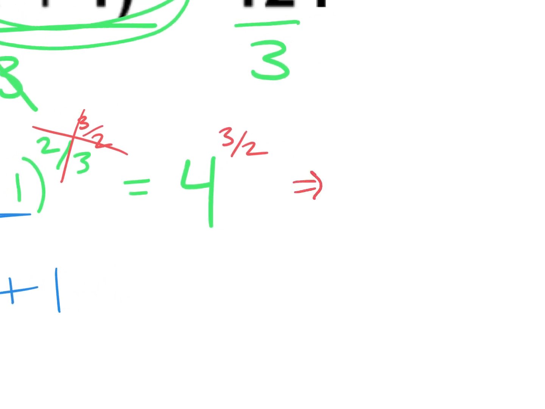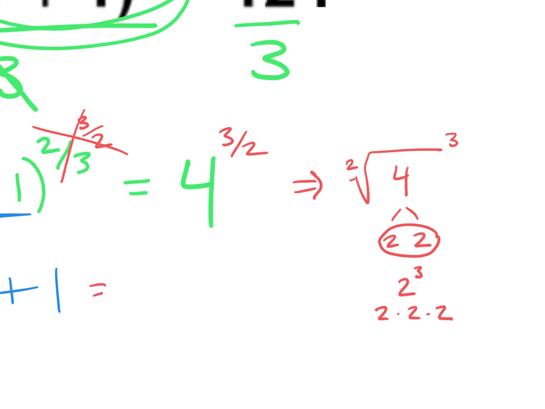So what is our index here? If we put this into a radical, what number would go out front? 2. Whatever's on the bottom is our index. 4 stays on the inside, 3 stays up top. What are 2 factors of 4? 2 and 2. We're circling groups of what here? Groups of 2. So a 2 comes out. We still have that 3 on top, so it's 2 to the 3rd power. What's 2 to the 3rd power? 8. 2 times 2 times 2 is 8. So this is equal to 8.